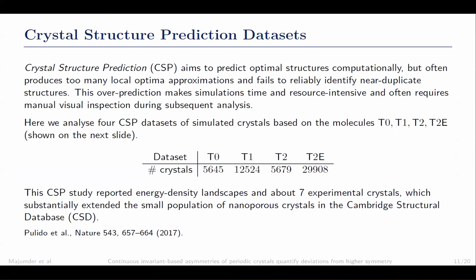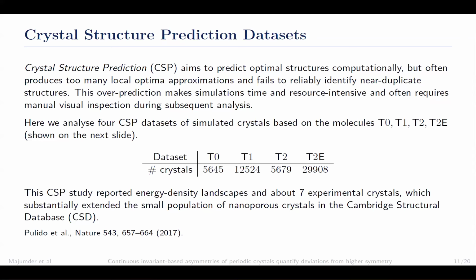Crystal structure prediction aims to predict optimal structures computationally but often produces too many local optima approximations and fails to reliably identify near duplicate structures. This overprediction makes simulations time and resource intensive and often requires manual visual inspection during subsequent results analysis.